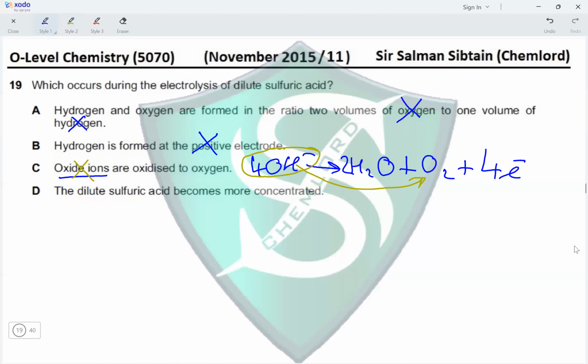And the last one says the dilute sulfuric acid becomes more concentrated. Yes, because when hydroxide ions are removed in the form of oxygen, the quantity of water actually decreases. And when the quantity of water decreases, the concentration of the sulfuric acid present increases, because the total quantity of sulfuric acid remains the same while the quantity of water is decreasing. This statement is correct. Therefore, the correct option for this question is option D.